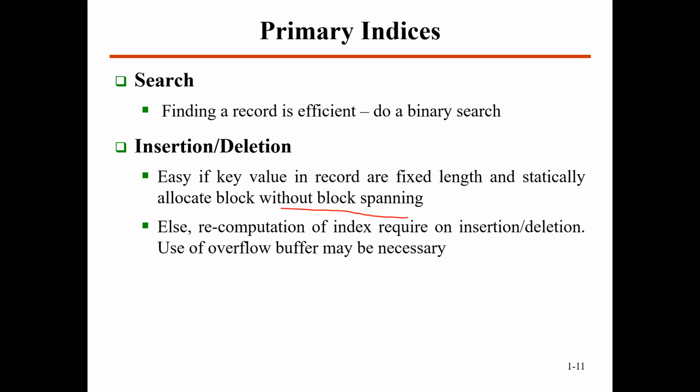Now if the blocks are spanning, then you have to recompute the index for each insertion and deletion because you have to use the overflow buffer if necessary. So insertion and deletion is easier when the blocks are non-spanning. If they are spanning, then you have to recompute the index. So this is about the primary indexes.